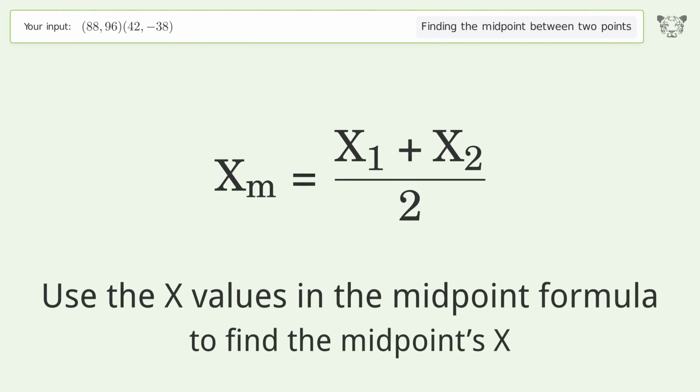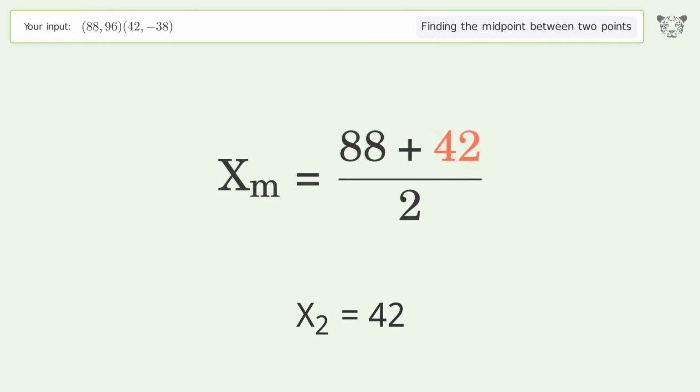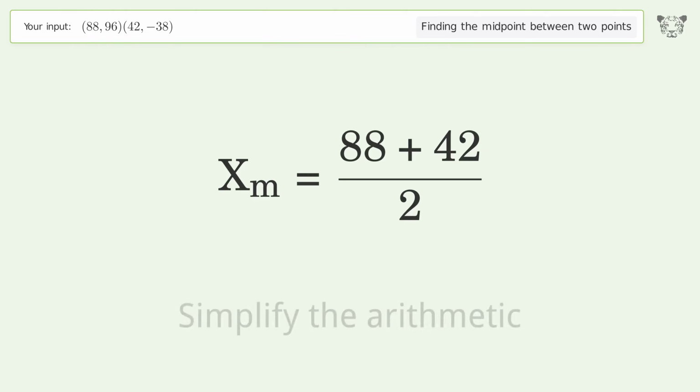Use the x values in the midpoint formula to find the midpoint's x. x1 equals 88. x2 equals 42. Simplify the arithmetic.